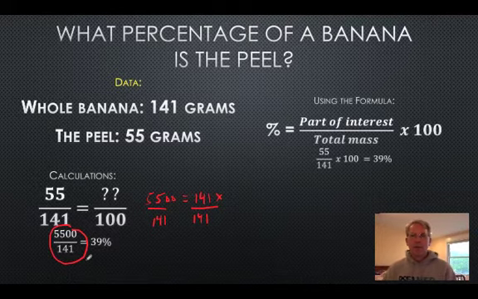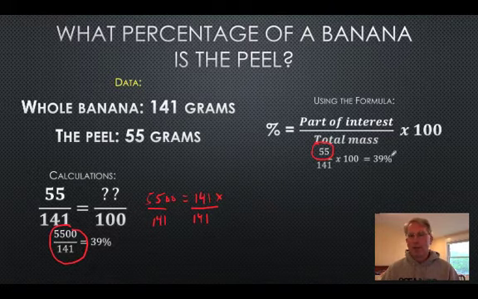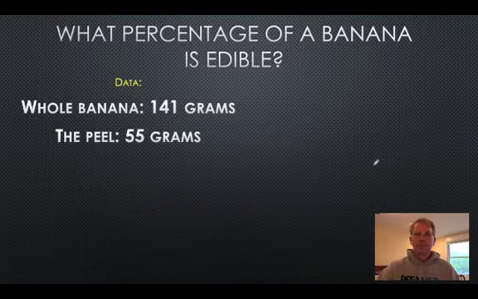Now, if you wanted to use the formula, then you would say, well, my percentage is the part that I'm interested in, which in this case is the peel. So I'm going to take my peel's mass and put 55. And divide it by the total mass of 141, and you get 39% again.